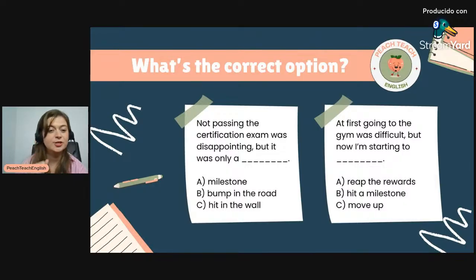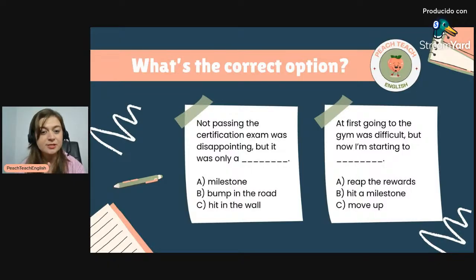Okay, this one's going to be B. Okay, not passing the certification exam was disappointing, but it was only a bump in the road. Okay, it was just a small obstacle. Okay, let's go ahead to the next one.